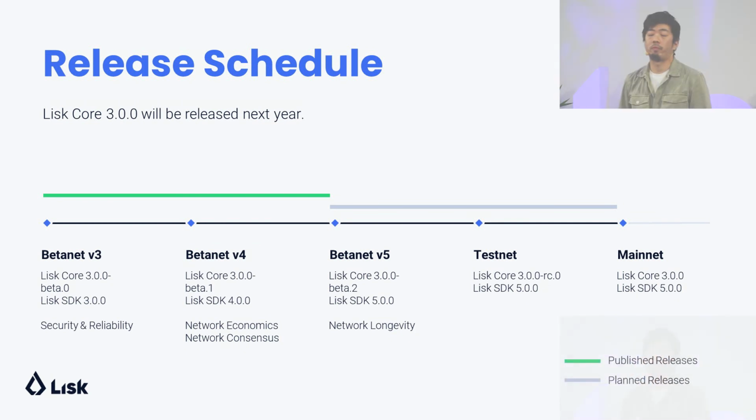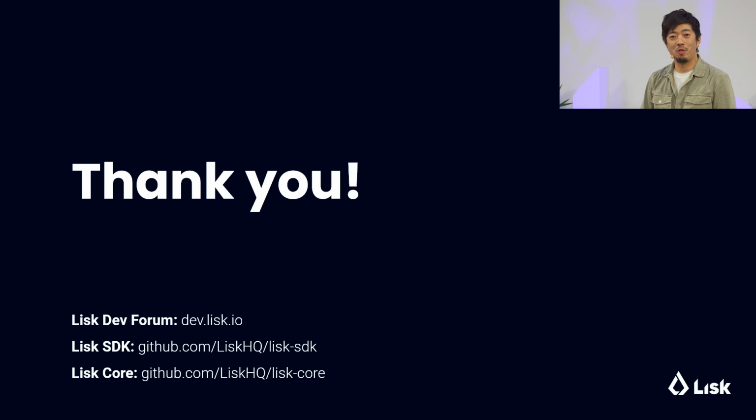Earlier this year, we released BetaNet version 3, which uses Lisk SDK 3.0. This month, we released BetaNet version 4, which uses Lisk SDK 4.0. And early next month, we will release BetaNet version 5 with our latest SDK. Depending on the test results coming from the security audit and the BetaNet, we will plan our testnet and mainnet releases. That was it. Thank you very much.